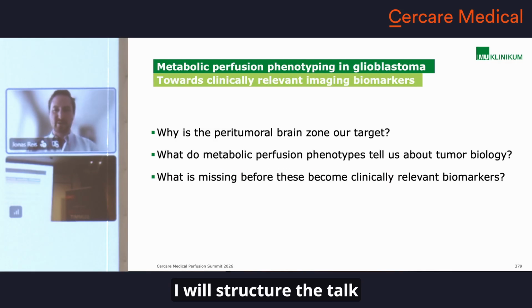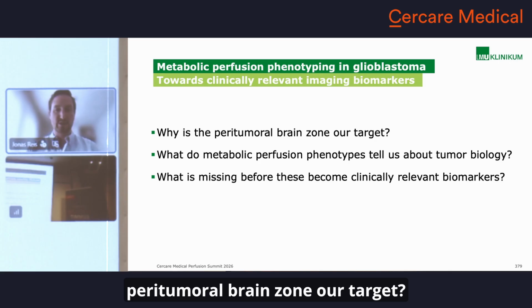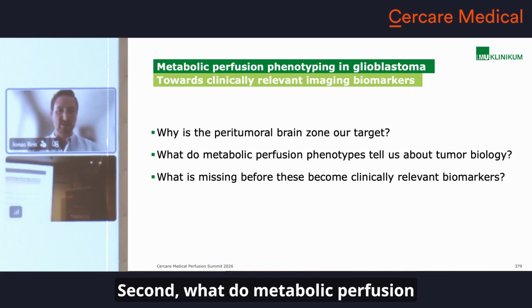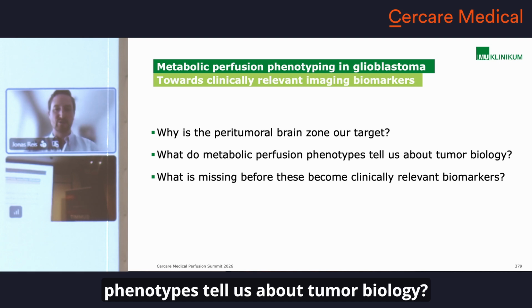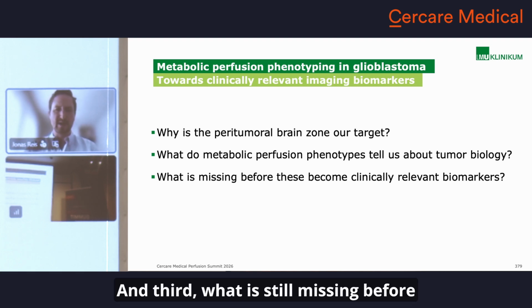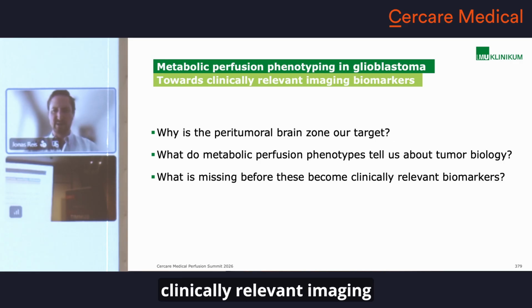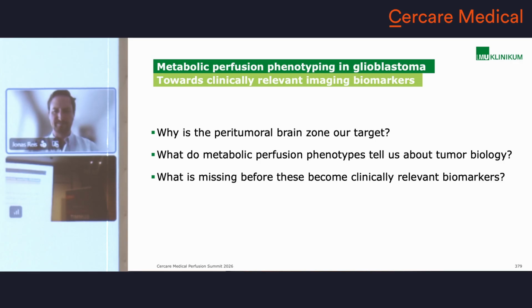I will structure the talk around three simple questions. First, why is the peritumoral brain zone our target? Second, what do metabolic perfusion phenotypes tell us about tumor biology? And third, what is still missing before these signals become clinically relevant imaging biomarkers?